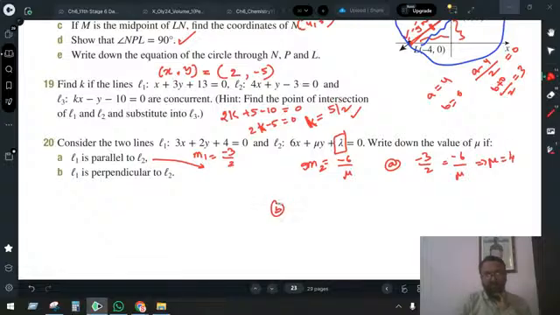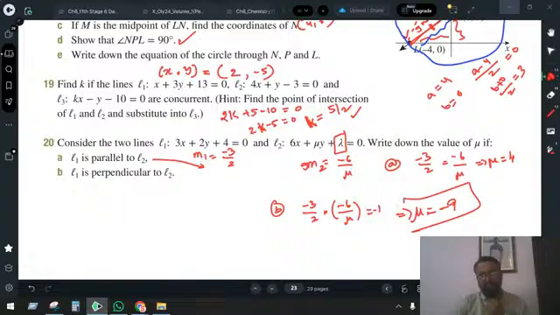Next, B. Perpendicular means the product is minus 1. It is minus 3 by 2 into minus 6 by mu is equal to minus 1. Therefore mu is equal to minus 18 by 2, which is minus 9. Mu is equal to minus 9. This is the case. This is the 20th problem.